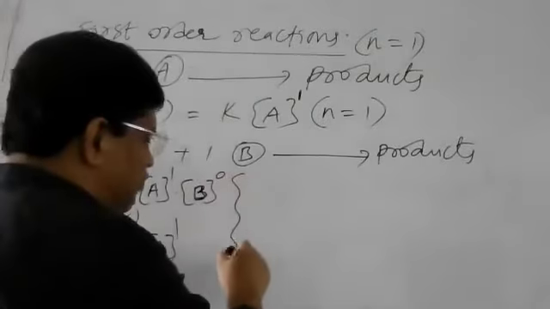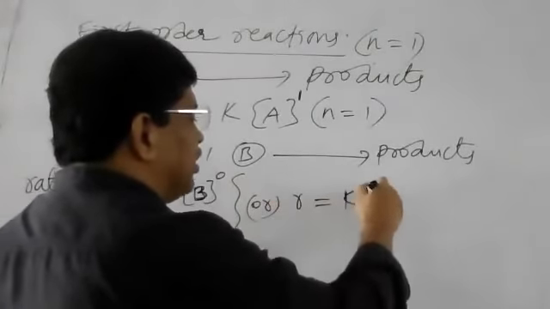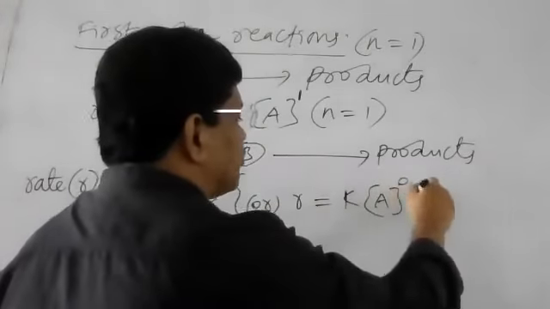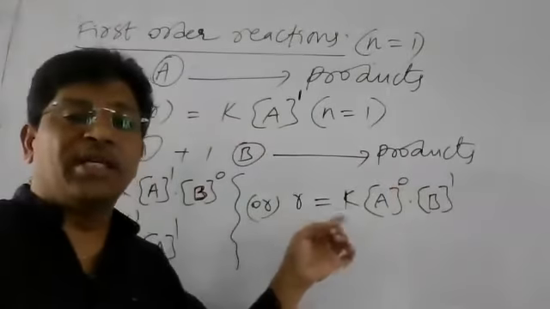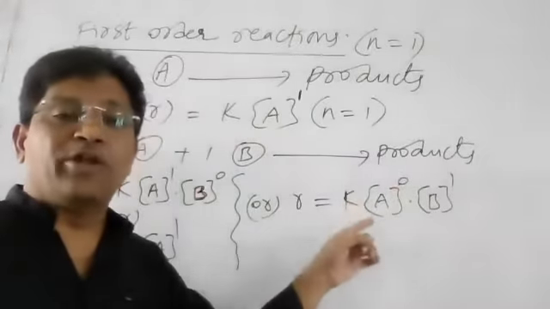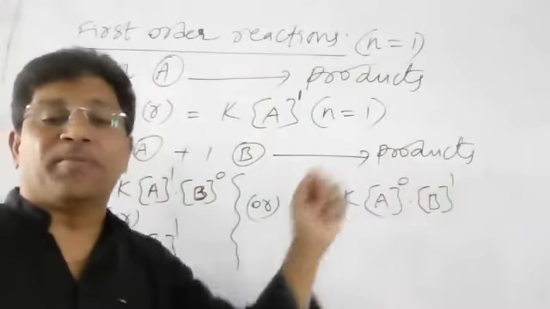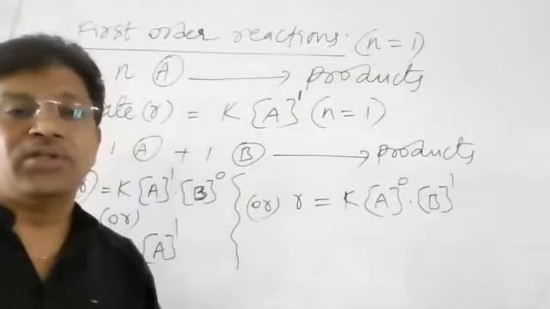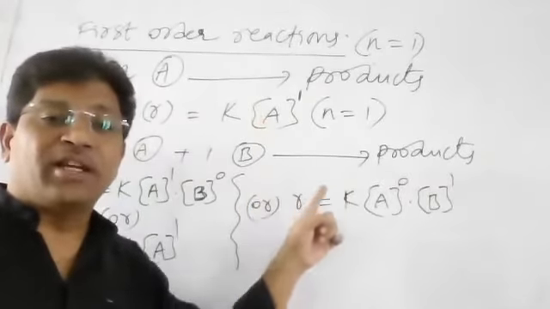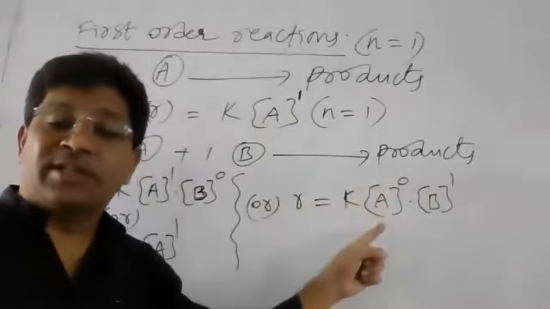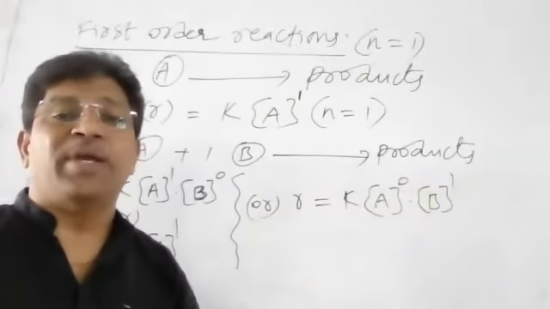Okay, the same reaction we can take in another way. In some other reaction it may be that rate is equal to rate constant into A to the power of 0 into B to the power of 1. What is the sum of the powers? 0 plus 1, 1 only. So again it is a first order reaction. Now here the rate of this first order reaction is directly proportional to the 0th power of concentration of A and directly proportional to the first power of concentration of B.